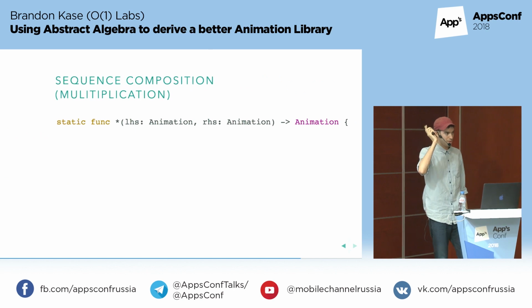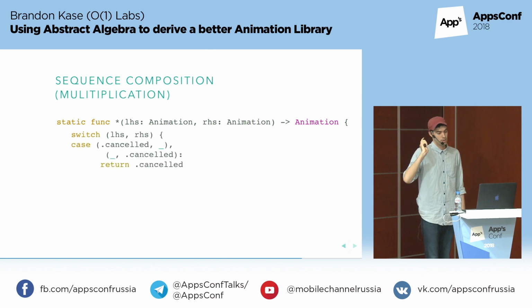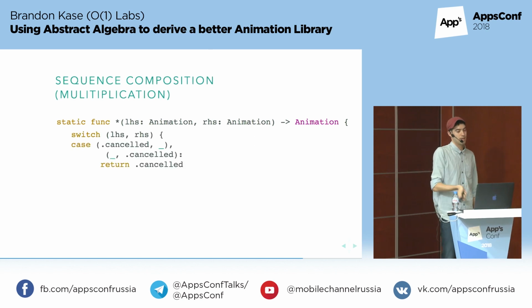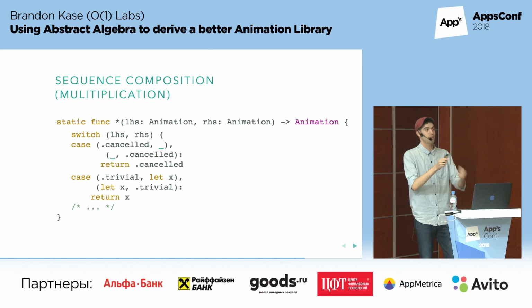Then we can think about combining two animations in sequence, a left-hand side and a right-hand side, and we return a new animation. We switch. If one of them's canceled, it's canceled because it's our annihilator. If one of them's trivial, then we take the other side because that's our identity.